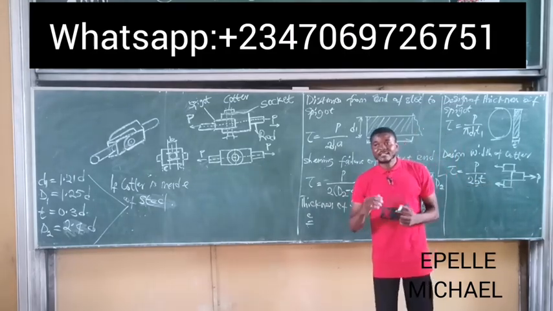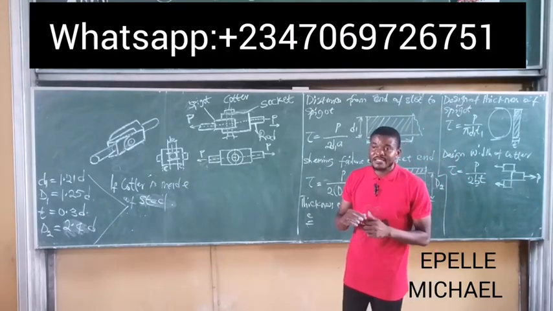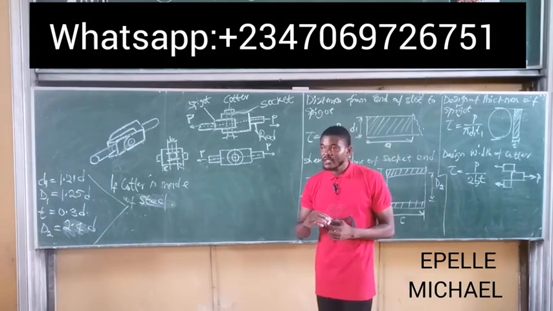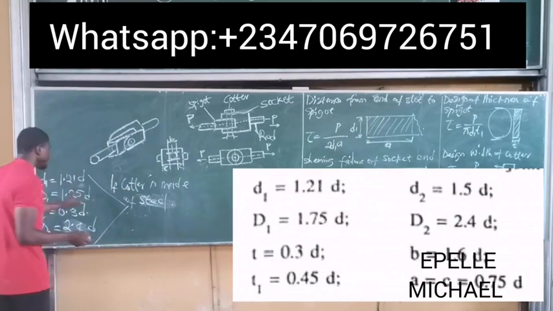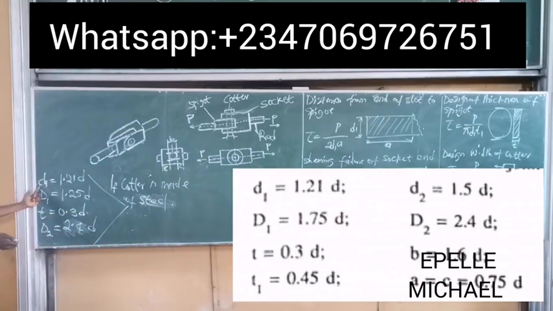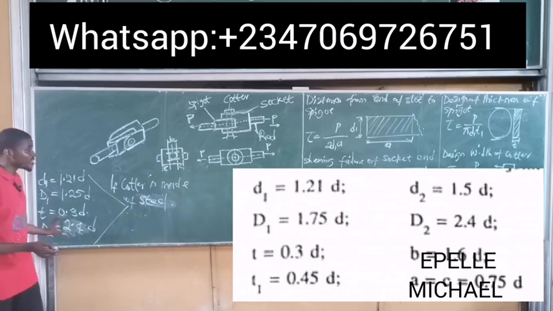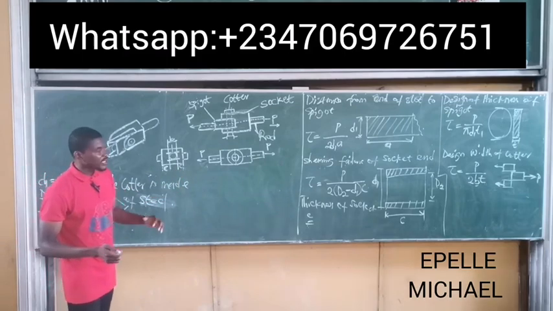Then I said that if the cutter joint is made from steel materials, then we have these approximate values. First, d1 is equal to 1.21d, capital D1 now equals 1.25d, t itself equals 0.3d, and D2 equals 2.4d. So we are going to employ this in solving this particular problem that is given to us.